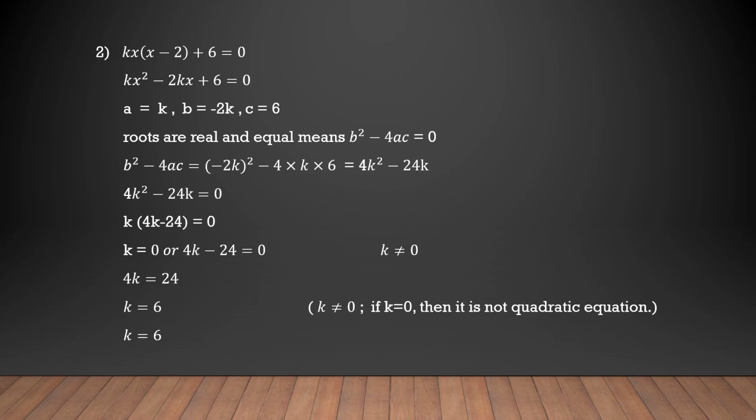If the value of k is equal to 0, then the value of kx into (x minus 2) plus 6 is equal to 6. So it is not a quadratic equation. So k is not equal to 0. Why? Because when we put k is equal to 0, then the value of this equation is plus 6, which is not a quadratic equation. So the value of k is equal to 6.